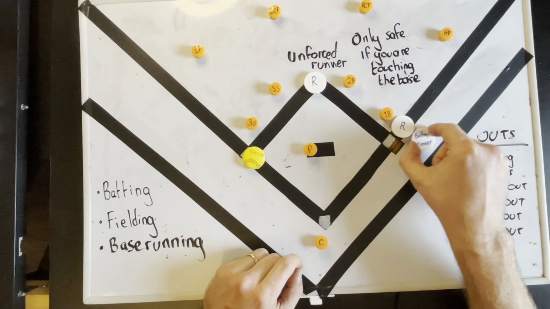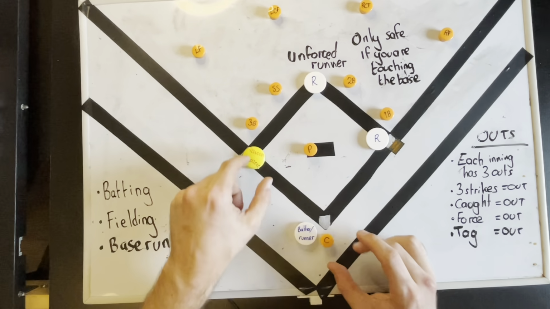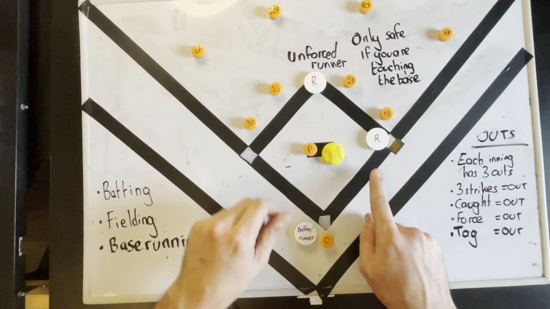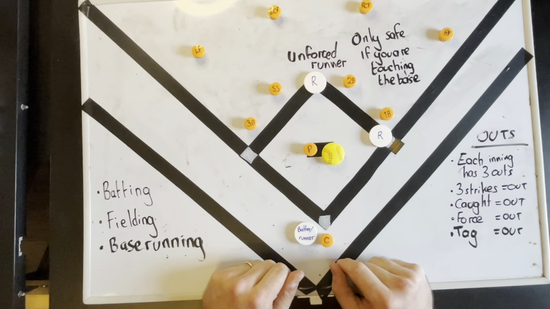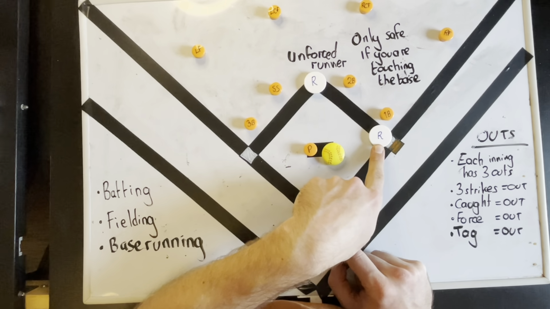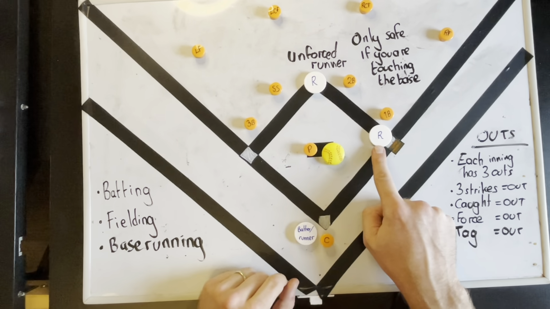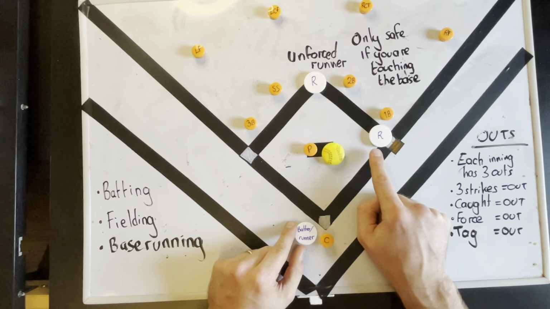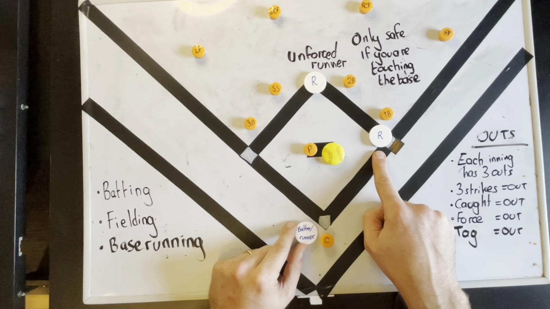Meanwhile, the batter has got to first base, turned into a runner, and the next batter is up. So now I have runners on first base and second base. So, what can you tell me about the runner at first base? Are they forced or are they unforced? In this case, and in every case, any runner on first base will always be forced.